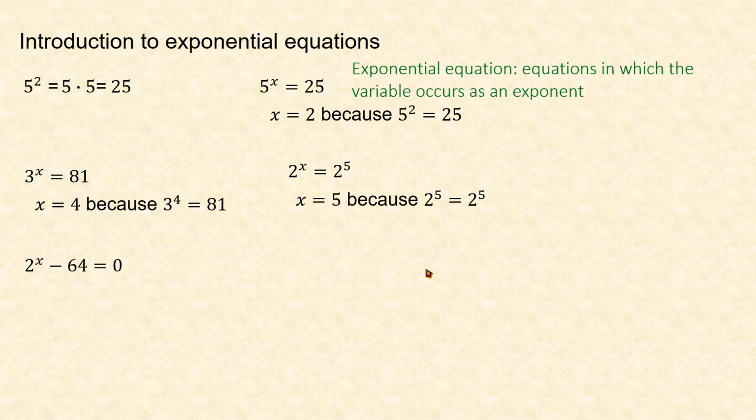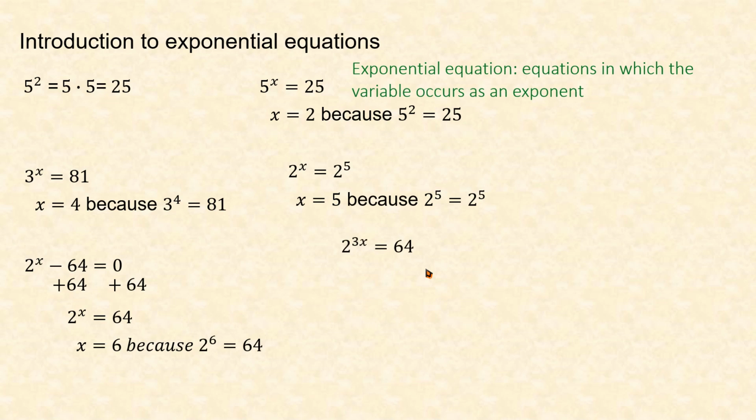Your equation might get a little bit more complex, like this. You have 2 to the x minus 64 is equal to 0. And solving for it is not too hard. I just add 64 to both sides, and then 2 to the x is equal to 64. Again, you just have to try 2 times 2 times 2 times 2. How many times does it give you 64? And x comes out to be 6 because 2 to the 6th power is 64.